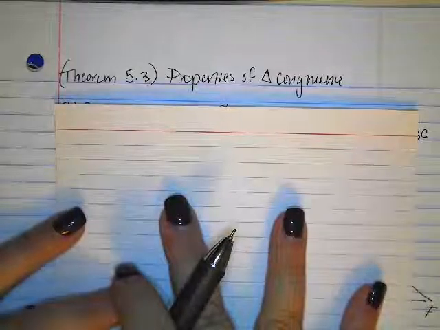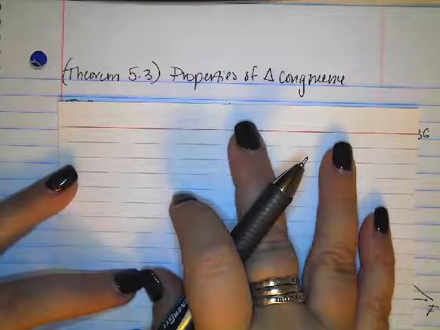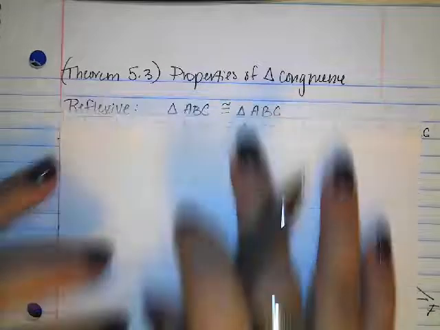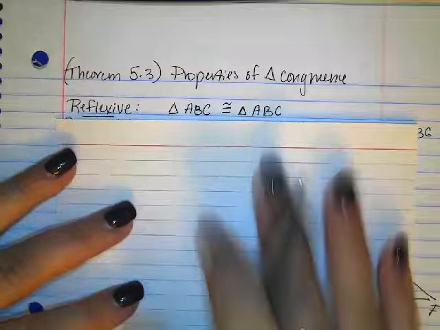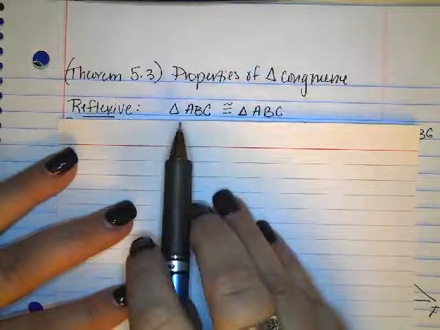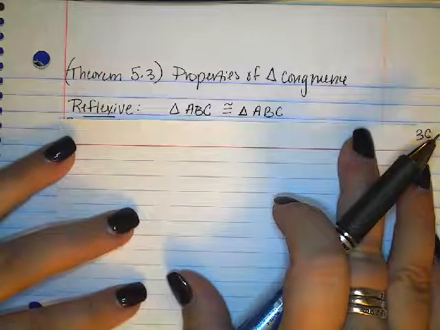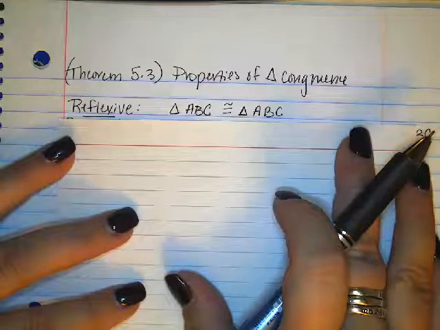Now, these properties of congruence are going to look familiar because you've seen these properties before, but they're specific to what we're looking at today. The properties of triangle congruence: we have reflexive. Reflexive, if you remember, is the same on both sides. So the reflexive property looks pretty much exactly the same when it comes to triangles as well. Triangle ABC is the same as triangle ABC. They're congruent to each other.